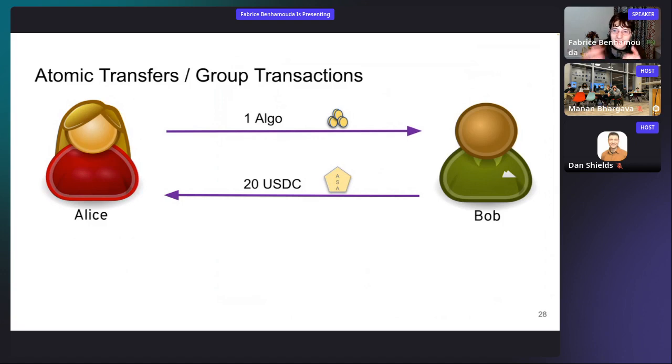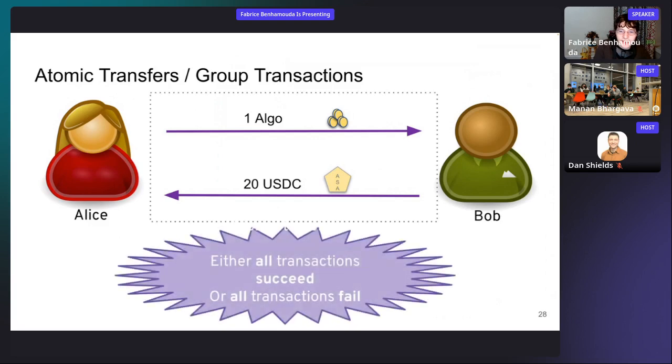Let's suppose that Alice sends 1 algo, it's possible that Bob will never send back the 20 USDC. And if Bob starts by sending the 20 USDC, it's possible that I never send back the 1 algo. So on other blockchains, you would need to write a smart contract for that. On Algorand, there is something called atomic transfer or group transaction, which allows you to group these transactions together so that either all the transactions succeed or all transactions fail.